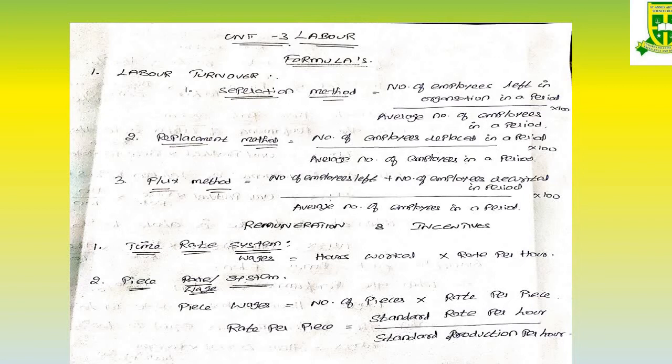The average can be found out by the formula: how many people are at the beginning and how many people are at the end. So beginning plus end divided by 2 gives the average number of employees. Multiplied by 100, that gives the labor turnover under the separation method.